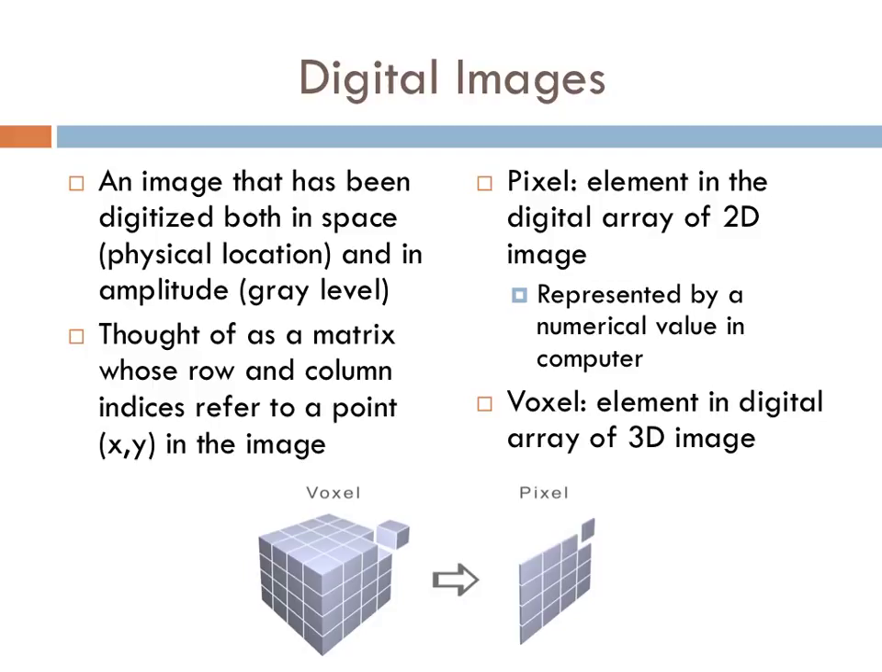Elements in the digital array of a 3D image are called voxels. So right here, specifically, you can see that this is a 3D image. Voxels are also called volume elements. I suggest referring to figure 1.1 in your textbook for a good illustration of pixels and voxels.